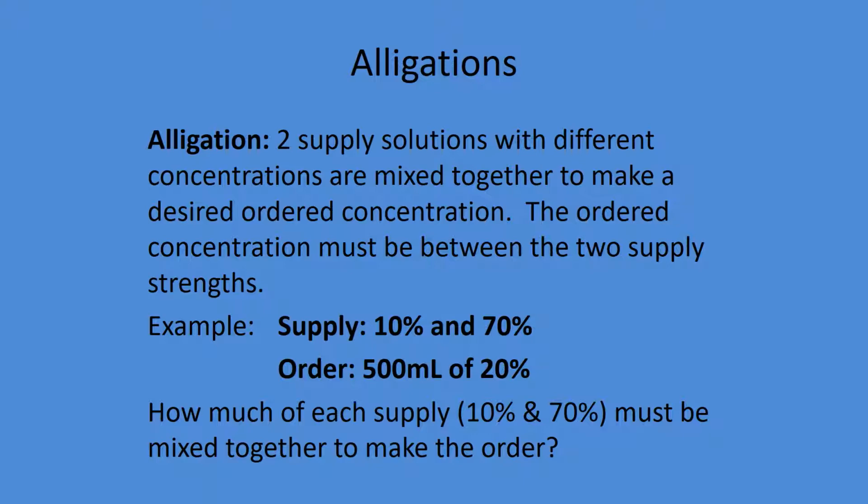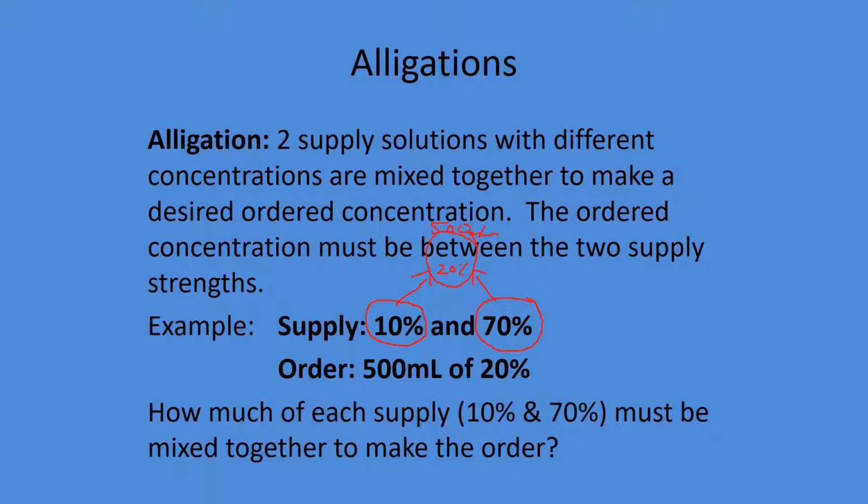Alligations. Alligation is a method where you have 2 supply solutions, and those are the only 2 you can use. You're going to have to combine them in some way to get a different solution. So in this case, we need to combine them and get a 20% solution, and the volume we need to make is 500 mLs. So how many mLs of each solution must we mix together to end up with a total of 500 mLs of 20%?